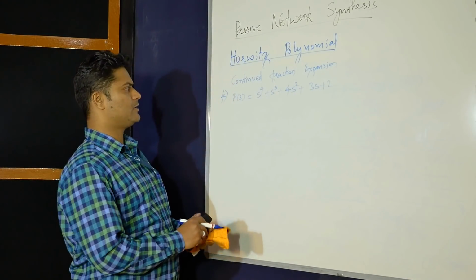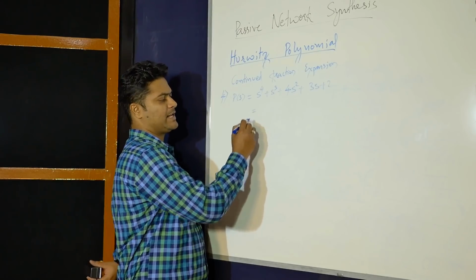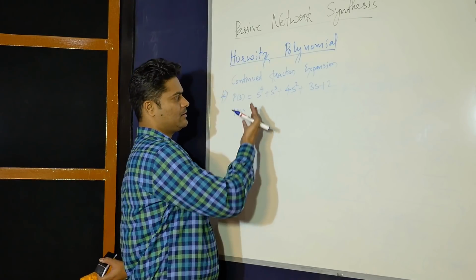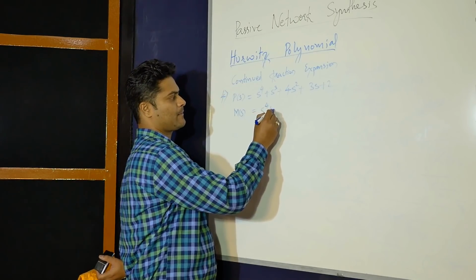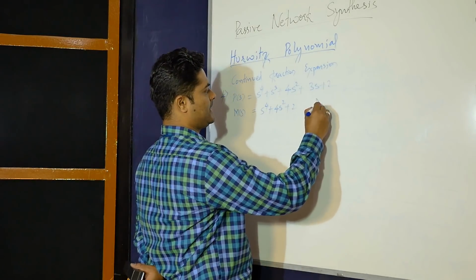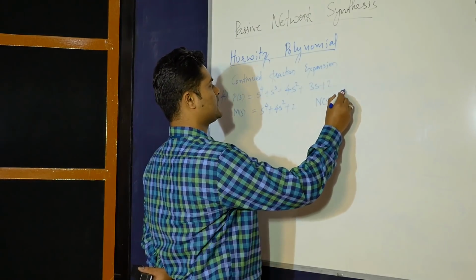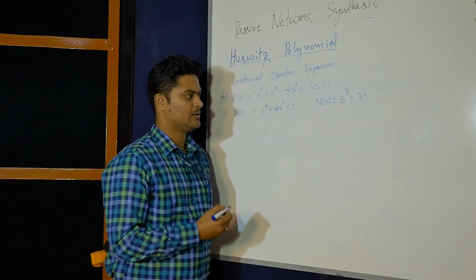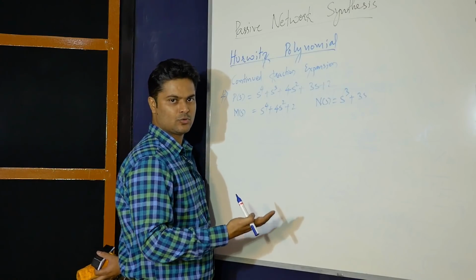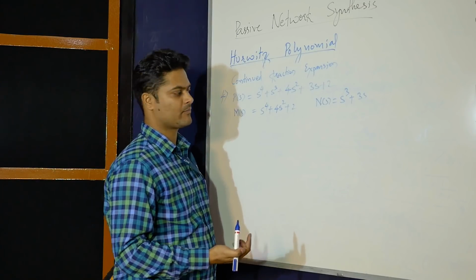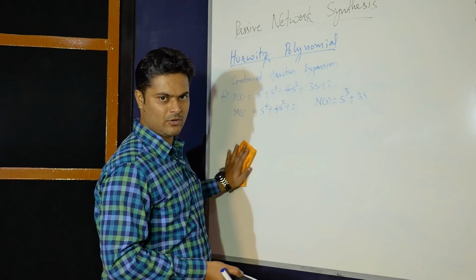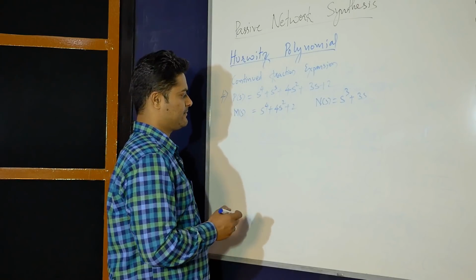So to determine whether it is a Hurwitz polynomial or not, we have to find out m of s and n of s. What is m of s? M of s is the even polynomial, s to the power 4 plus 4s square plus 2. Whereas n of s is s cube plus 3s. Please try yourself and find out whether all the quotients are positive or not. Once you find out, then continue this video and check whether the answer is the same or not.